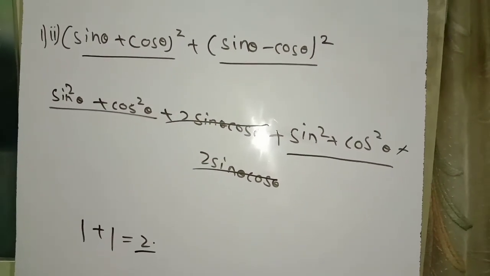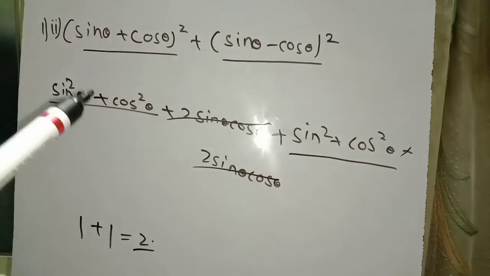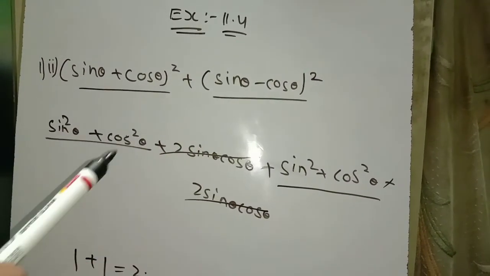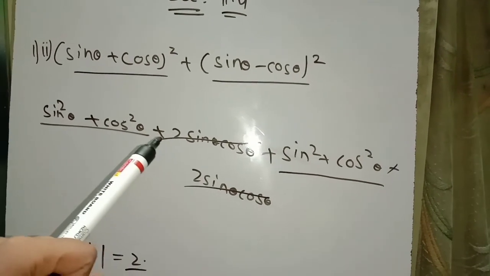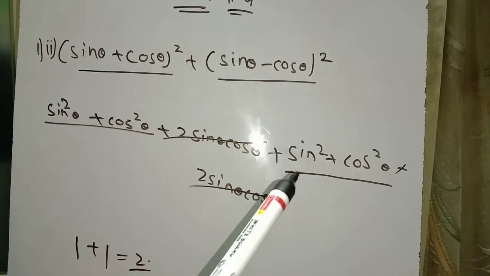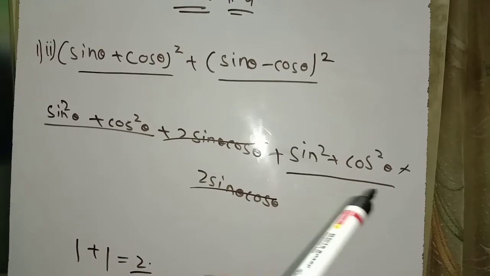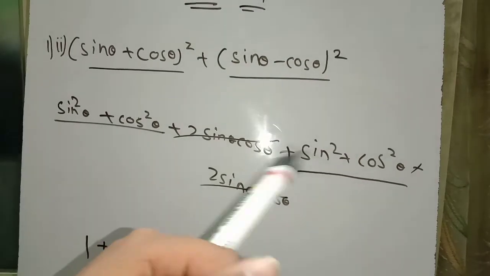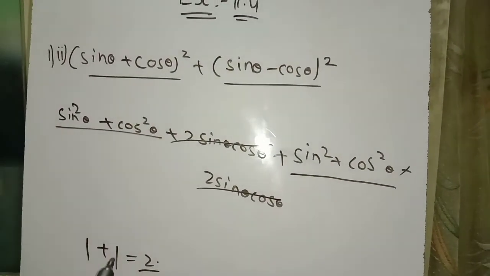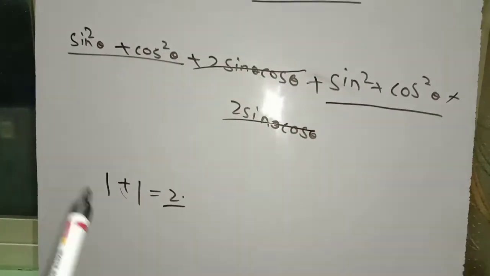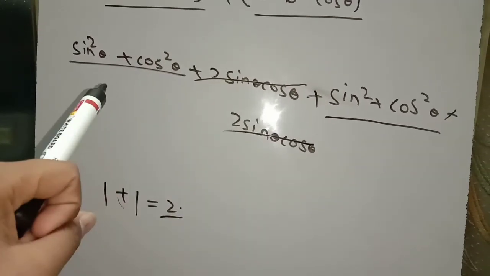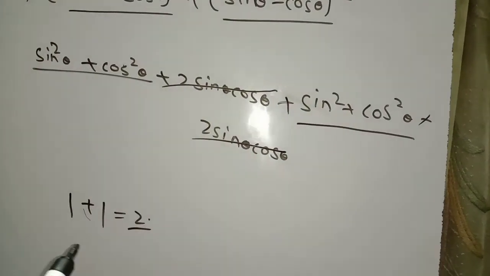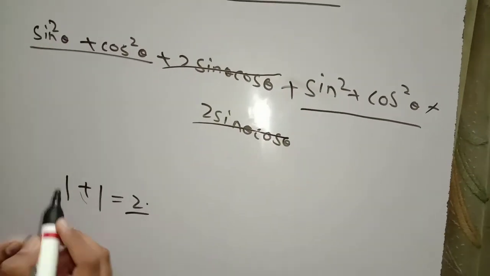So the second bit, it is sin theta plus cos theta the whole square plus sin theta minus cos theta whole square. Then it becomes sin square theta plus cos square theta plus 2 sin theta cos theta plus sin square theta plus cos square theta minus 2 sin theta cos theta. So plus 2 sin theta cos theta and minus 2 sin theta cos theta get cancelled. So finally it becomes 1 plus 1. It is because sin square theta plus cos square theta is equal to 1. Here also sin square theta plus cos square theta is equal to 1. So 1 plus 1 is going to be 2.